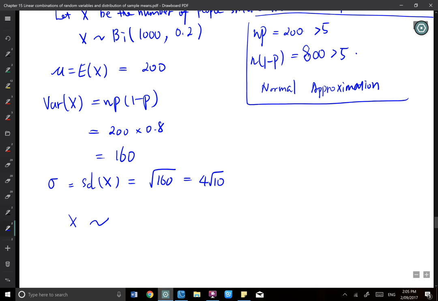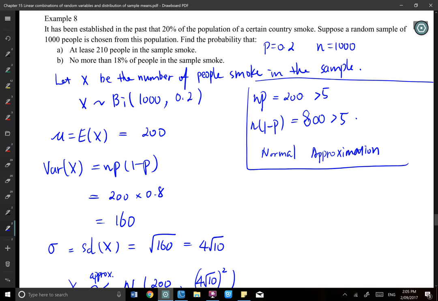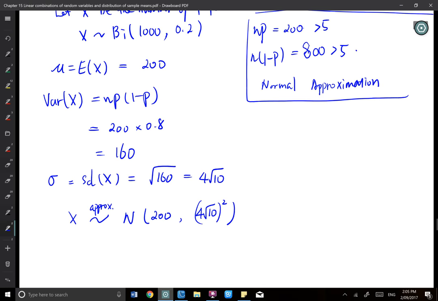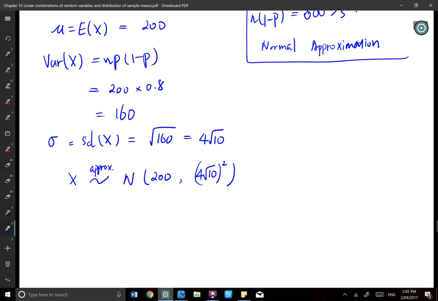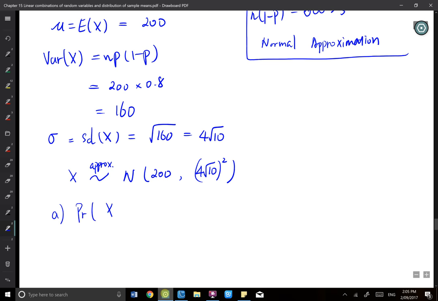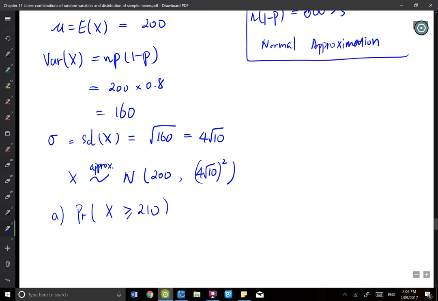So X is approximately normally distributed with mu of 200 and standard deviation of 4 root 10, squared for the variance. Let's have a look at part A: at least 210 people in the sample smoke. The probability that X is greater than or equal to 210.